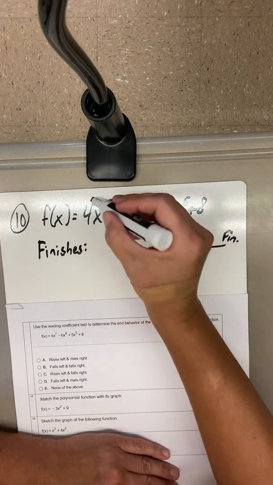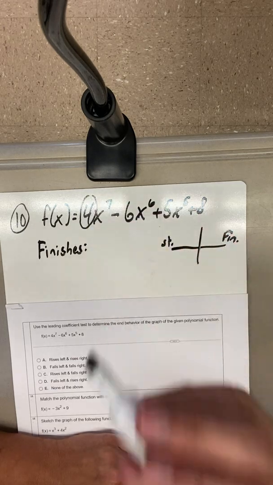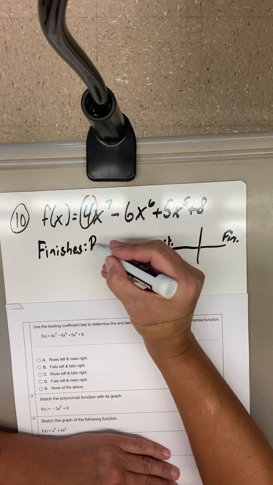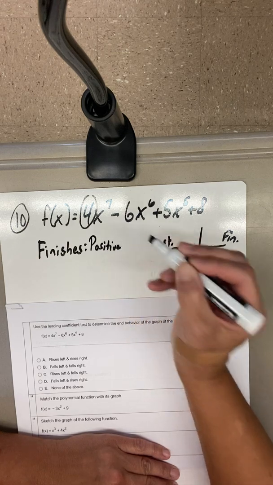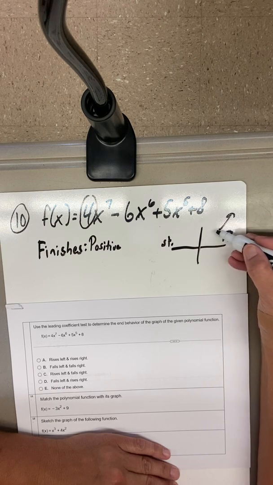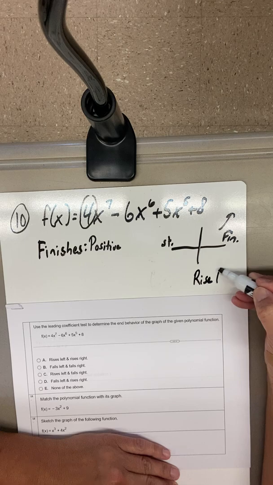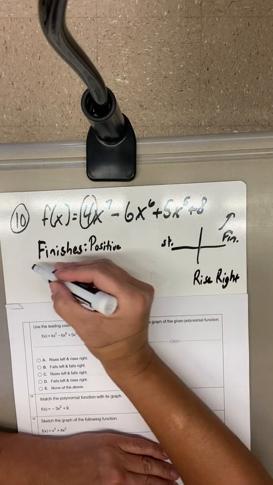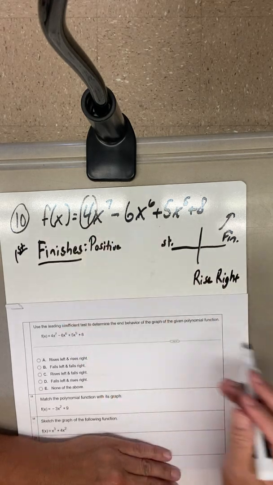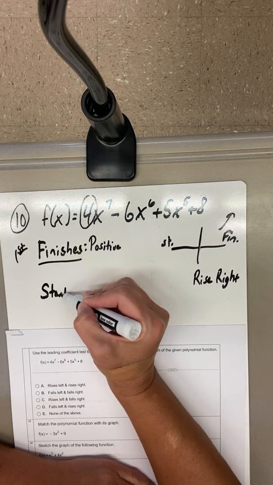So you have to look at your leading coefficient. We played follow the leader as a kid. My leader's positive, so I'm going to finish positive. But what does that mean? That means over here it's doing this. So it's going to rise to the right. And remember, you have to tell how it finishes first. After you tell how it finishes, then you can tell how it starts.